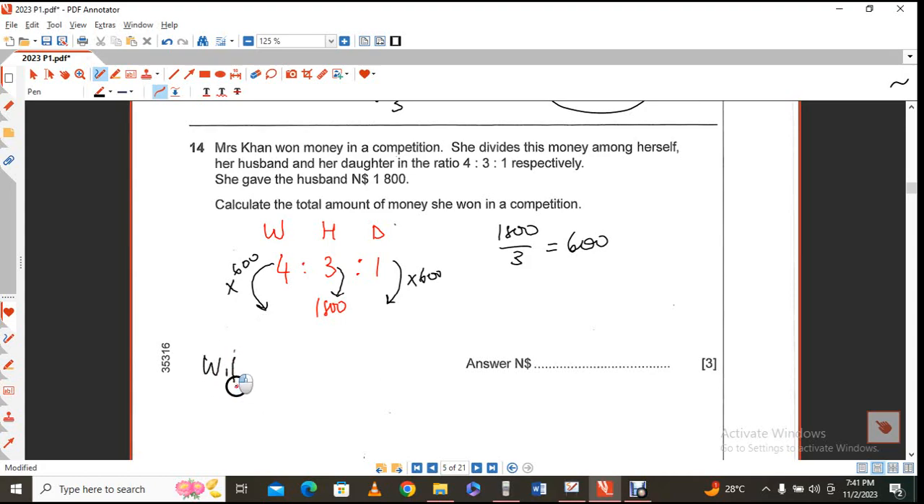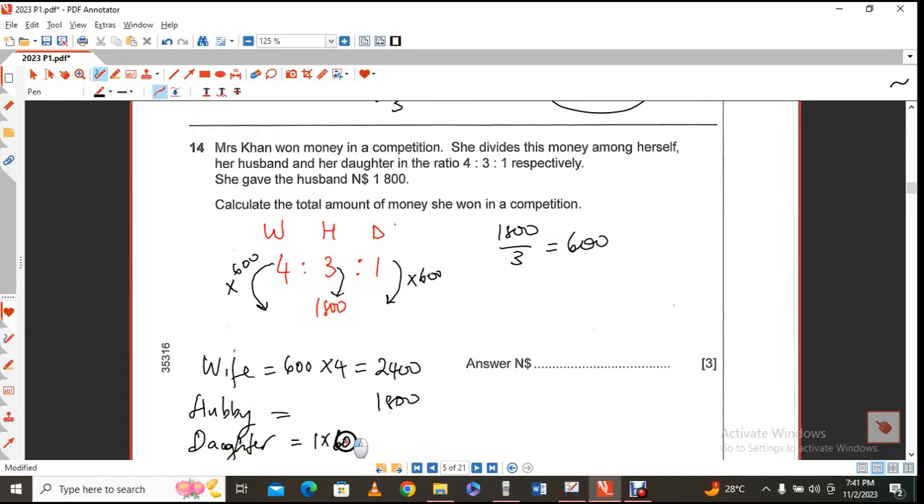So the wife gets 600 times 4, okay? So she gets 2,400. The husband, we know, gets 1,800, and the daughter, don't worry about the spelling, gets 1 out of the 8 parts, so 1 times 600. So the daughter gets 600. So the sum of all of these is what the total amount is. Of course, there are many ways that you can calculate this.